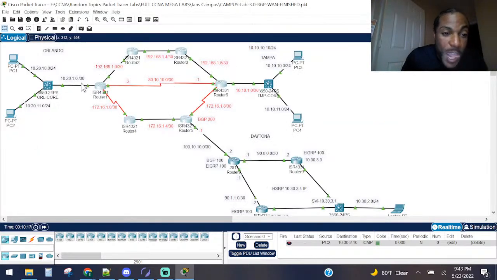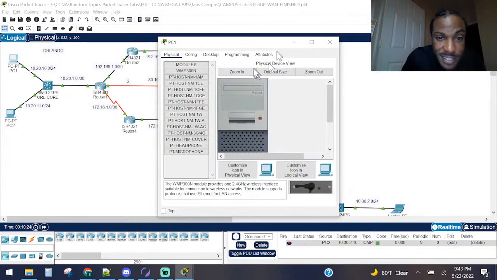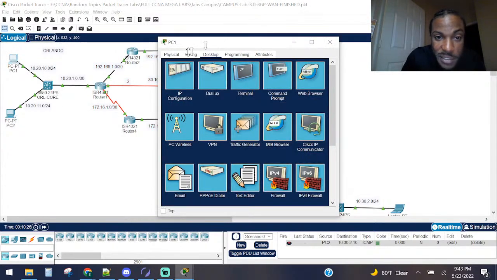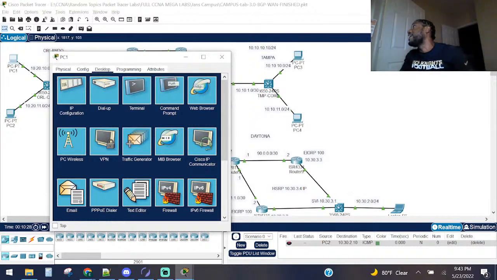So once we did all of that, we was still able to ping from Orlando to Tampa. Let's go ahead and do that anyways, just to verify, right? Just in case the shit broke while I'm sitting here trying to explain this to y'all, right? Let me see. Hold on a second.